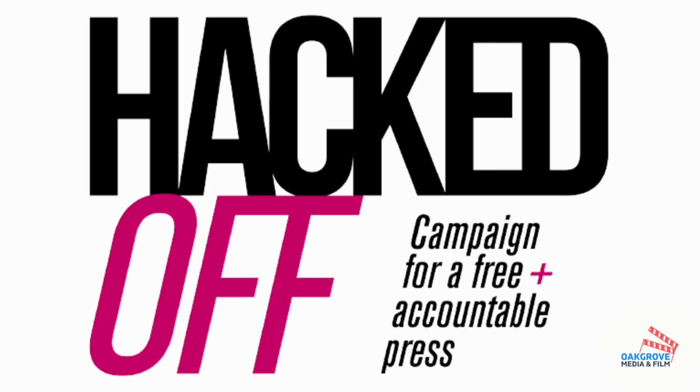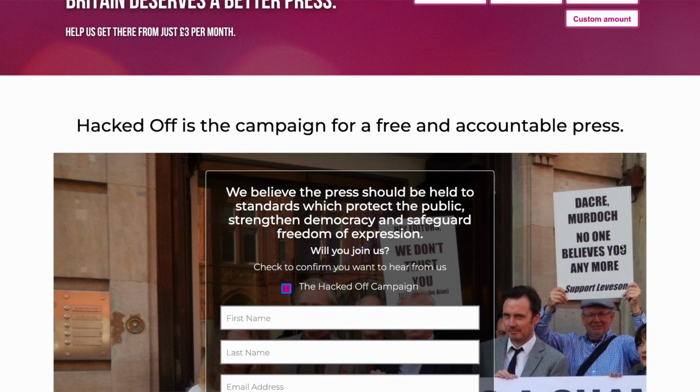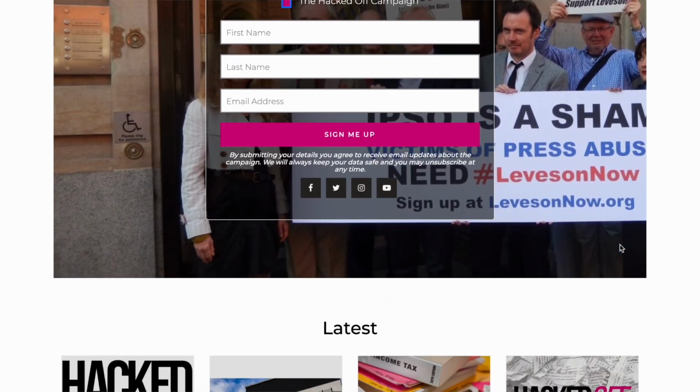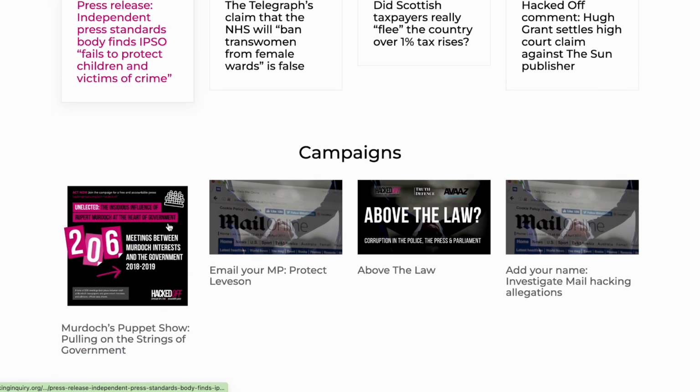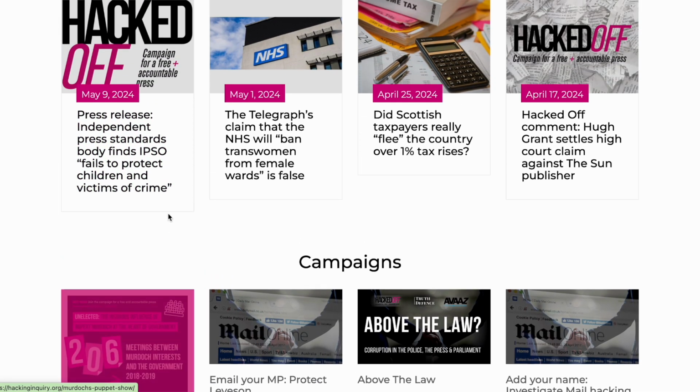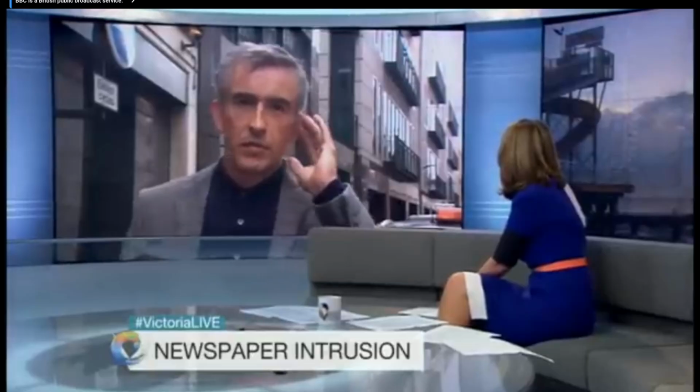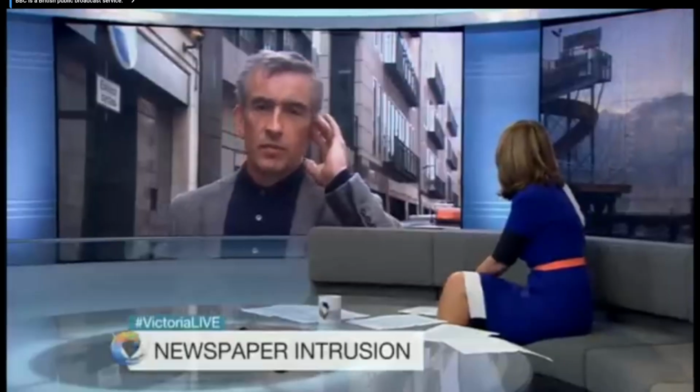Well, the campaign group Hacked Off thinks the same. The Hacked Off campaign was established in 2011 in response to the phone hacking revelations, and campaigns for a free and accountable press for the public. They have a lot to say about IPSO and claim that IPSO is completely redundant as an organisation. You still don't like this new press regulator? It's a year in. Why not?